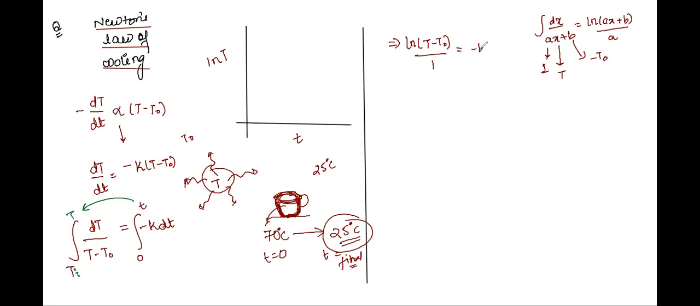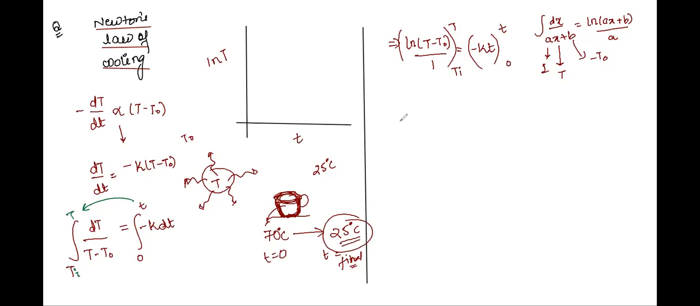So here we'll have kt on the other side, right? Because integral of 1 is t. Now we can take the limits from 0 to t. Initially, let's say the temperature of the body was Ti, and from there it is going to T. Its temperature was Ti initially, and at any given time small t, its temperature is capital T, right?